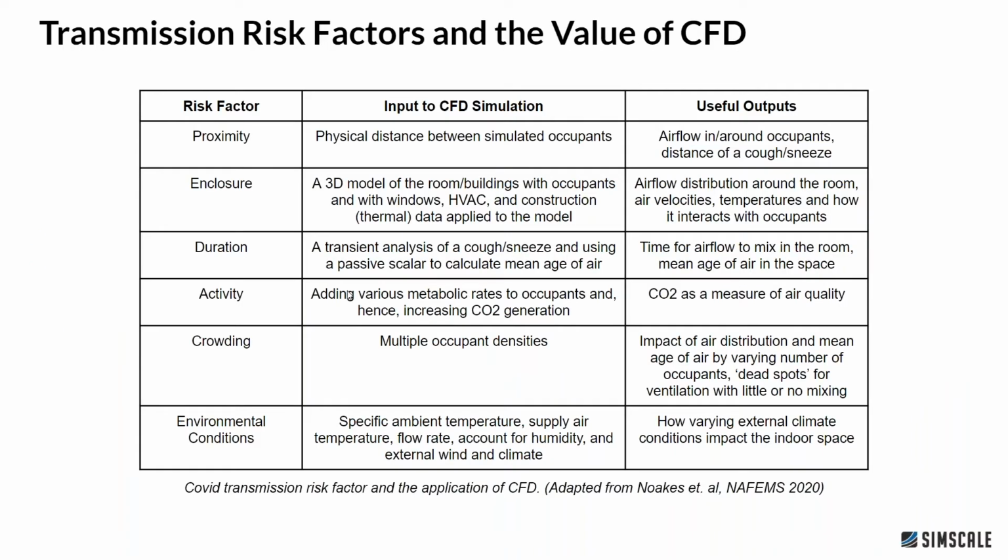I wanted to cover this table because I think it summarizes nicely what we're trying to portray in this webinar. Here's a table of transmission risk factors and the value of CFD. In the first column, you can see a risk factor. In the second column, you can see what the input would be to a CFD simulation. And in the third column, you can see what the useful output would be from CFD type simulations. These risk factors have been adapted from an NFEMS webinar and authority, including Professor Noakes et al.